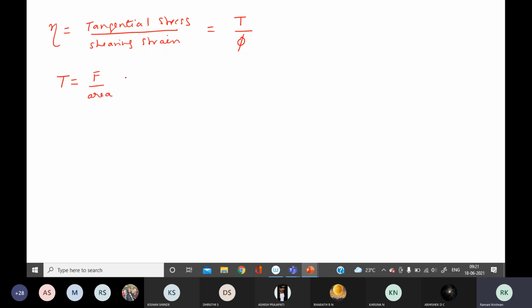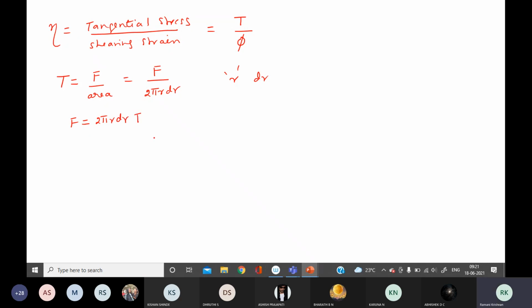What is the area of this concentric cylinder? We are talking about only one layer whose radius is small r and thickness is dr. We are finding the force acting only on the layer we are considering. So the area is 2 pi r into dr. So can I write force is equal to 2 pi r dr into tension?